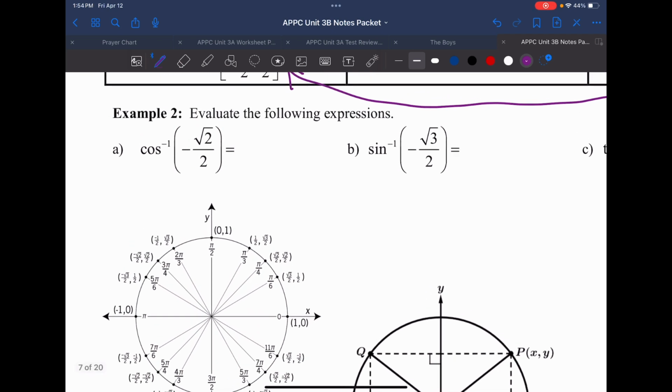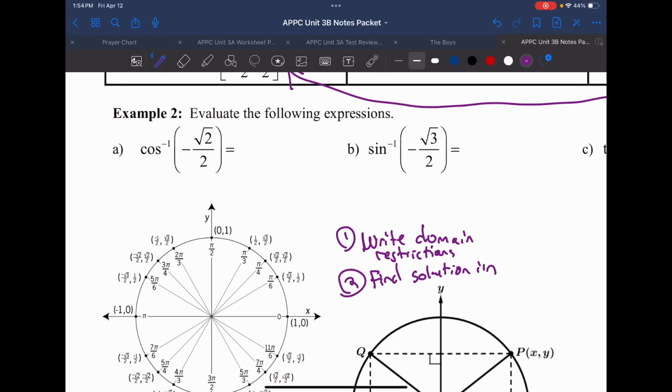And to evaluate these, there's kind of two steps. You've got to think, one, domain restrictions. And then the second thing is find the solution in that domain. So what do I mean by that?